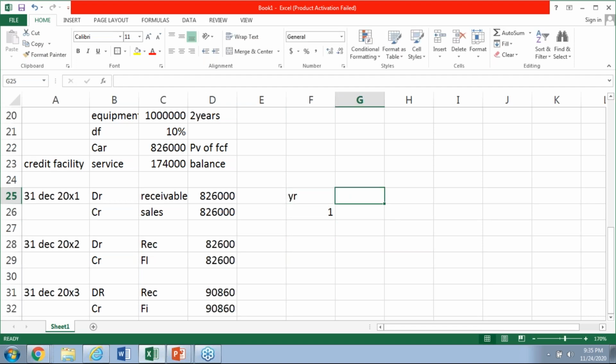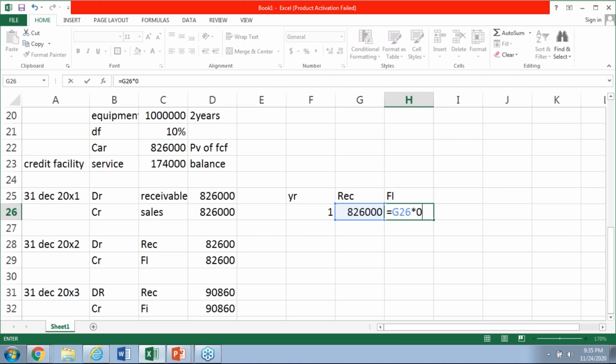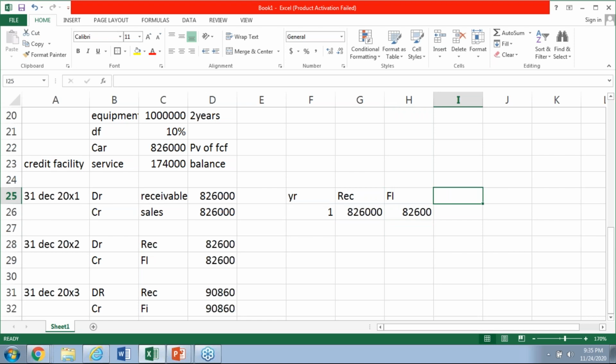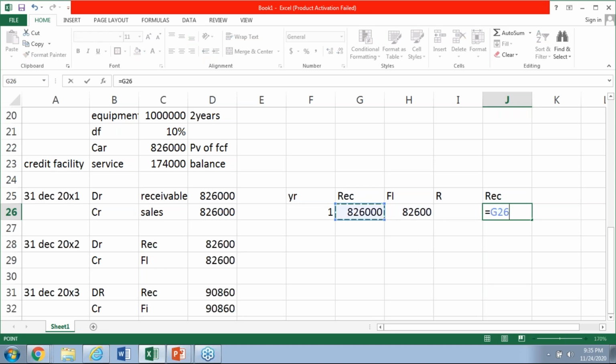For year one, the receivables at the start of the period is this amount. Then we have to book a finance income at the percentage, which is 10%, 0.10. And you are not going to receive any payments or receipts in this year. So at the year end, your receivable figure will be this amount plus this amount.